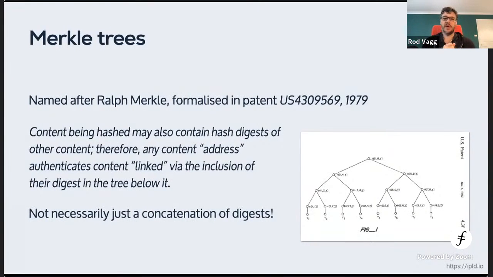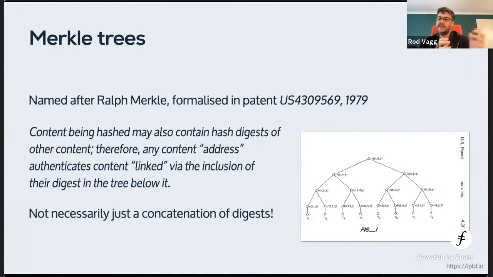Now, the term Merkle trees comes from a patent that Ralph Merkle filed in 1979, and the basic idea of a Merkle tree is that you could have a hash digest embedded within hash digest, and you can form this tree-like structure. And what this means is that at any point in this tree, the address or the hash of that point authenticates all of the linked data underneath the tree. So you can have a single hash that references many hashes underneath it.